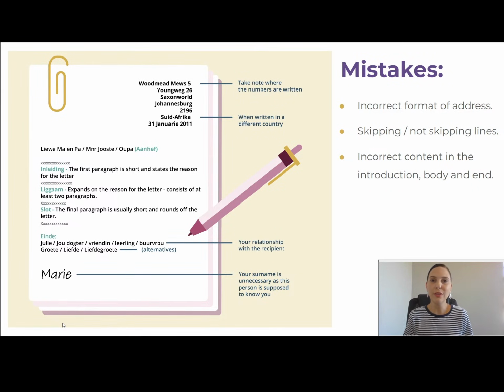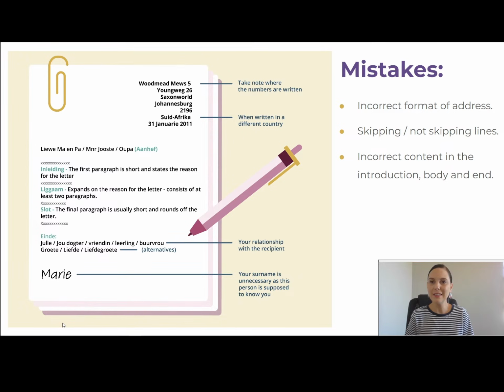So it's important to know that in your introduction, the inleiding, the first paragraph is short and it states the reason for the letter. In the body of your friendly letter, die liggaam, it expands the reason for the letter and it consists of at least 2 paragraphs. Please remember to try and stick to one idea per paragraph. That will just keep your friendly letter well structured. And then the end, your slot, the final paragraph is usually short and it rounds off the letter.